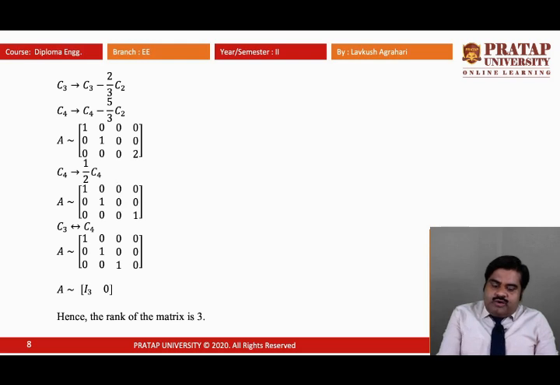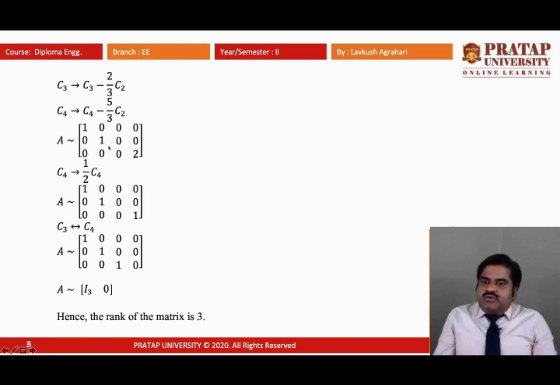Now we have to perform the column operation. The operations are written as C3 is replaced by C3 minus 2 by 3 C2, and C4 is replaced by C4 minus 5 upon 3 C2. By this operation, the rest of the elements of the second row become 0, only 1 is left.